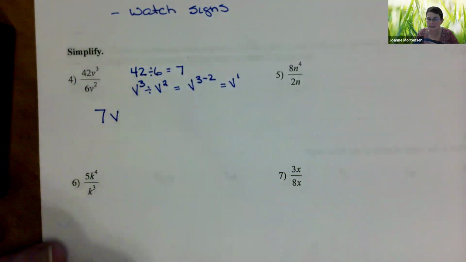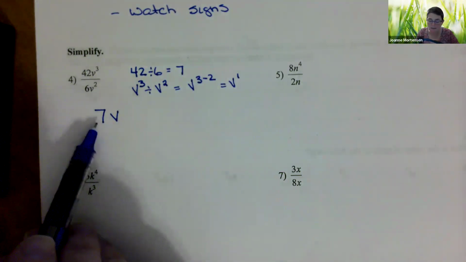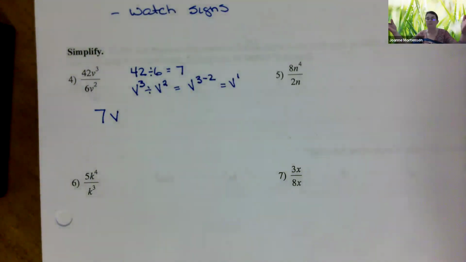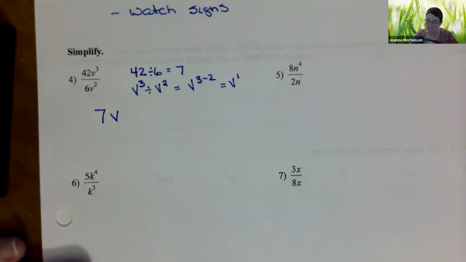You don't need any of that. 42 divided by 6 is 7. 3 minus 2 is 1. Done. End of story. Boom. You thought this was hard. Nay, my friends. We're good.